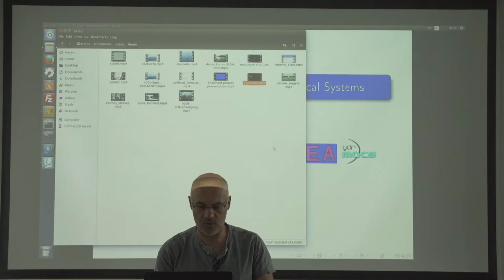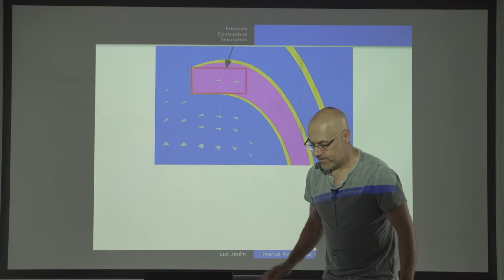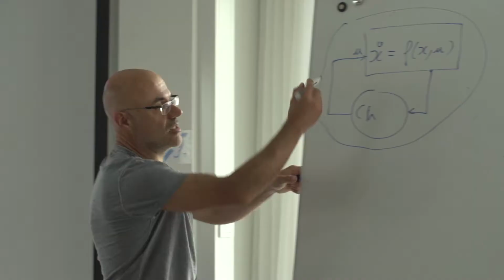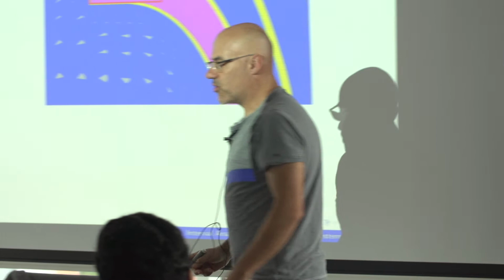And now, okay. So what we want to do here is to guarantee things. So it's on YouTube, this one. And we have a system. Assume that as soon as it is controlled, there is no more input, it becomes something like a differential equation like this. So assume that I have a differential equation.